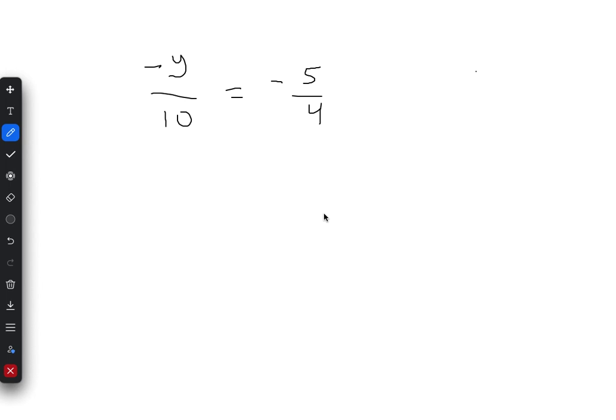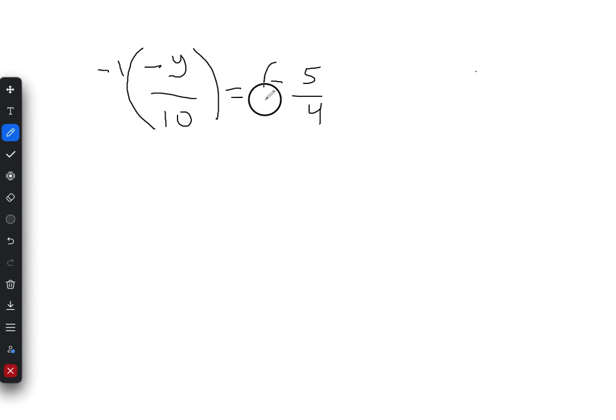Hey Tricia, so for this one, there's a couple of things we need to do to get this y by itself. So the two things that are happening to the y is one, it's negative, and then two, it's being divided by 10. So that's the two things we're going to have to undo. If you wanted to do it in two steps, you totally could.